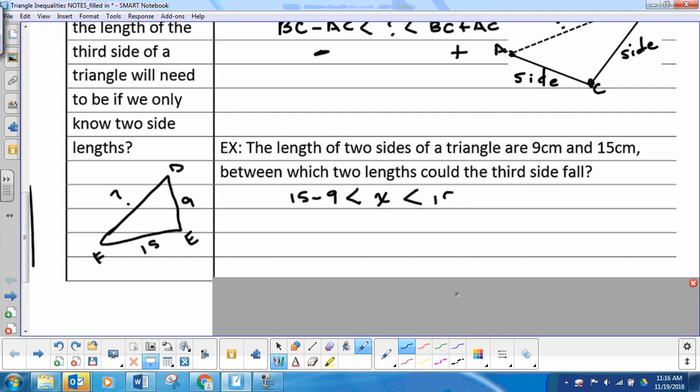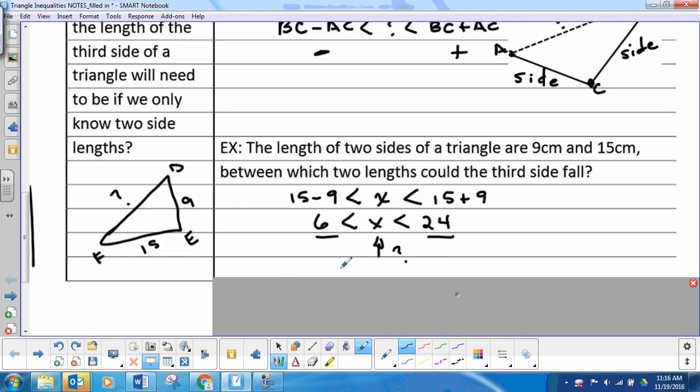And then we add the 2 pieces together on the other side to determine the high side of the range. So 15 minus 9 is 6, and 15 plus 9 is 24. So somewhere in between 6 and 24 will be the third side of the triangle. It's not going to be 6, and it's definitely not going to be 24, because we're not doing a less than or equal to sign here. It's just either greater than, meaning X is greater than 6, or X is less than 24.